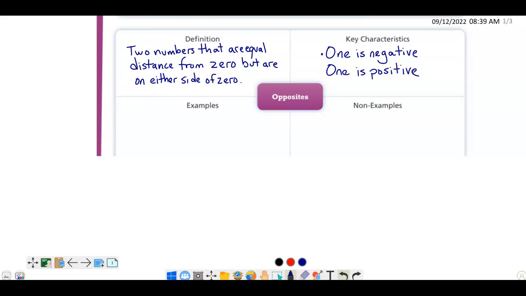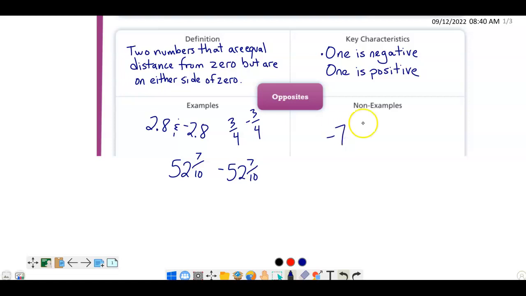So examples are easy to come by. They can be decimal numbers, so 2.8 and -2.8. 2 8/10, -2 8/10, 3/4, -3/4. 52 7/10, -52 7/10. All right, so non-examples are pretty simple, -7 and 10. How about that? Yeah, they're not opposites right there.